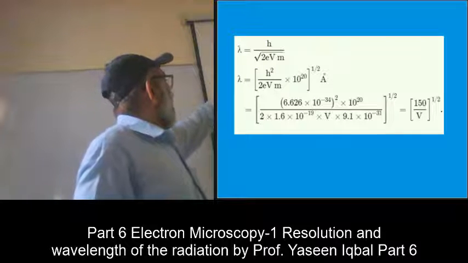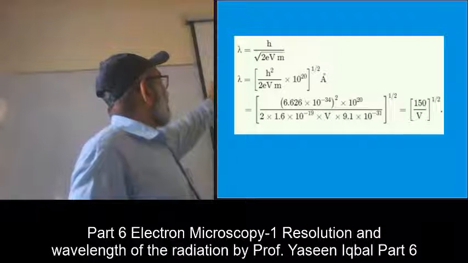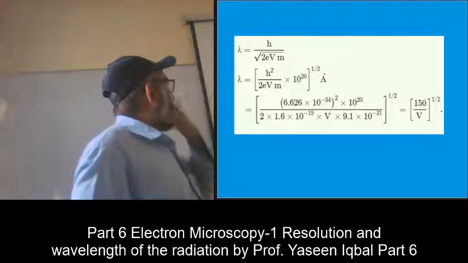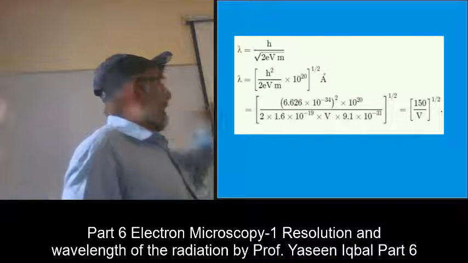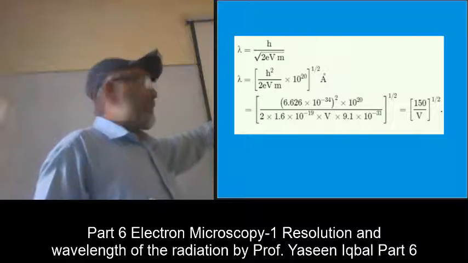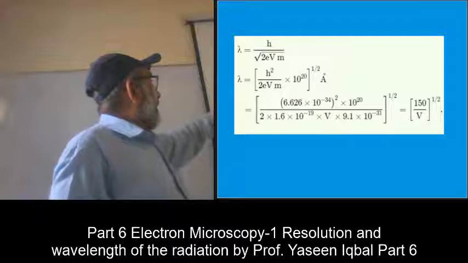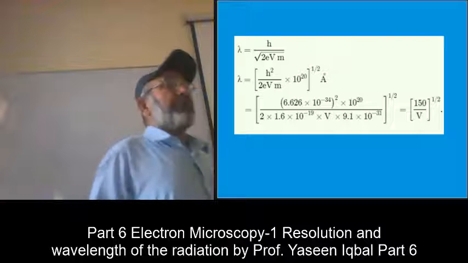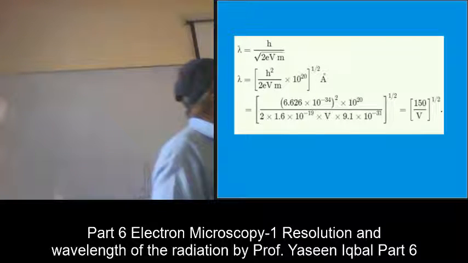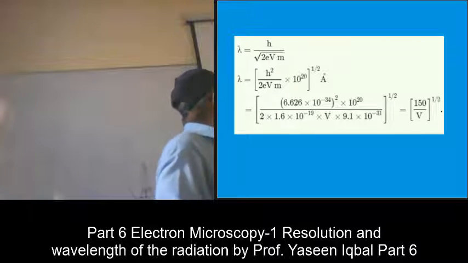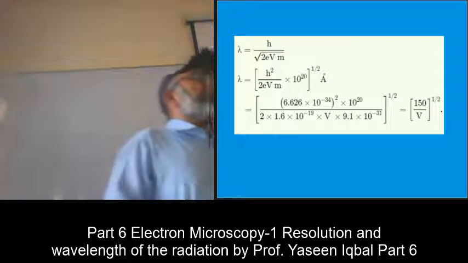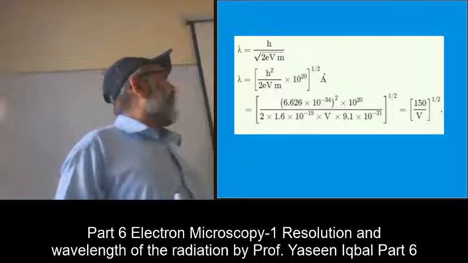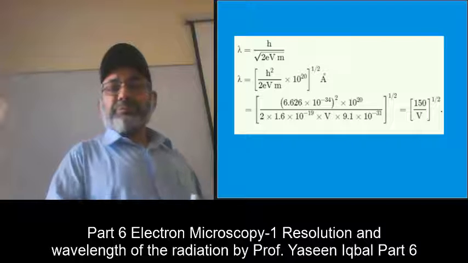So lambda is h over the square root of 2 eVm, when I put the values there, right? And when you put all these values, the wavelength turns out to be the square root of 150 over V.